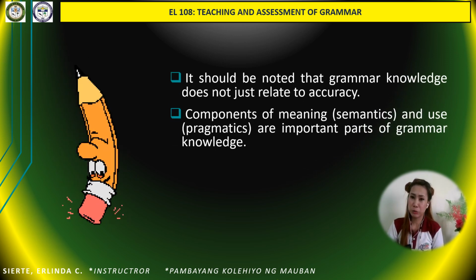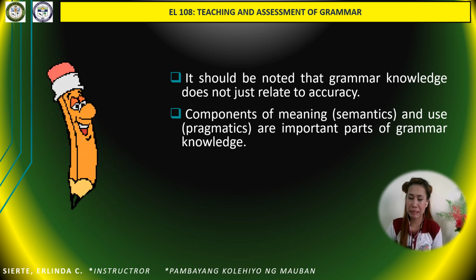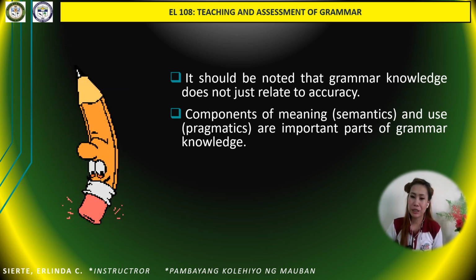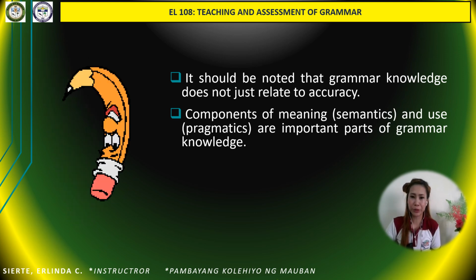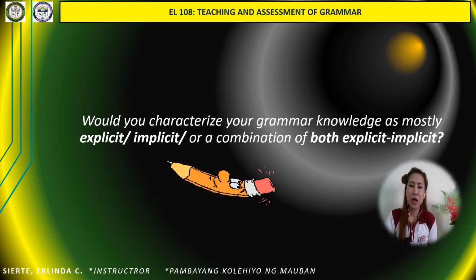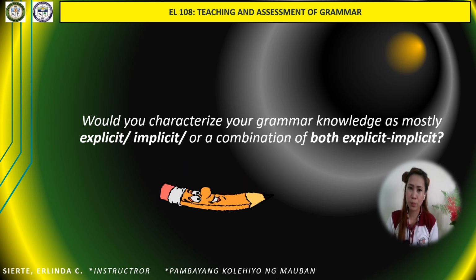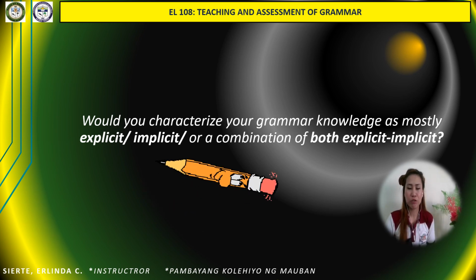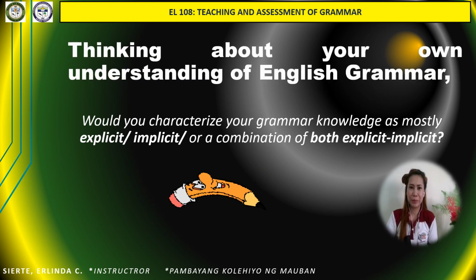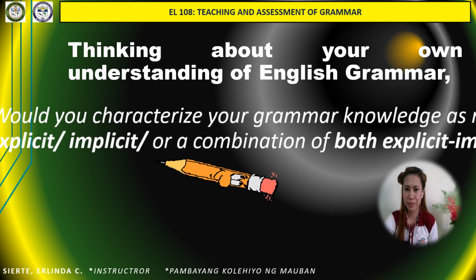It should be noted that grammar knowledge does not just relate to accuracy. The components of meaning, which is the semantics, and use, which is the pragmatics, are important parts of grammar knowledge. So, would you characterize your grammar knowledge as mostly explicit or implicit, or a combination of both? Thinking about your own understanding of English grammar, okay, you have to give your insights.